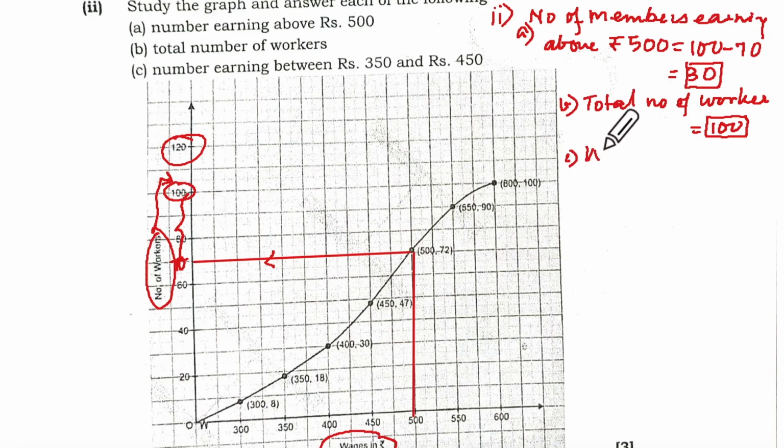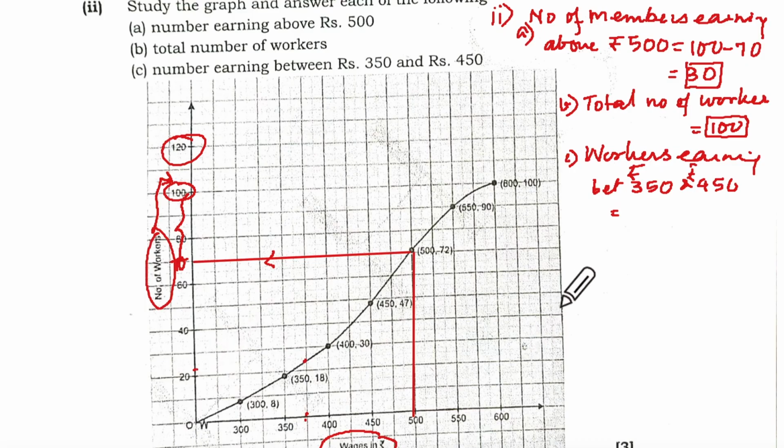So workers earning between 350 and 450 rupees. 350 is here, so I will have to come up to this point, and here I'll have to take the corresponding point over here. Now in the image, the PDF, the graph, the calibrations, these lines are missing.